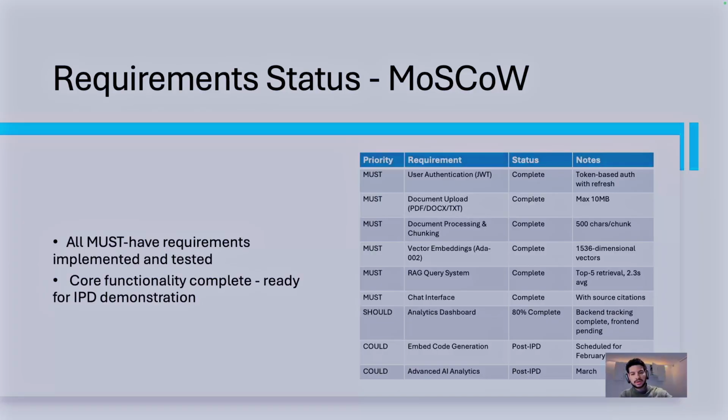Then we have functional requirement 2, document upload and processing, which included 3 different types: PDF, TXT, and Word document, up to 10 megabytes, with automatic text extraction, chunking, and embedding. This was fully implemented as well. It processed 150 pages in around 50 to 60 seconds.